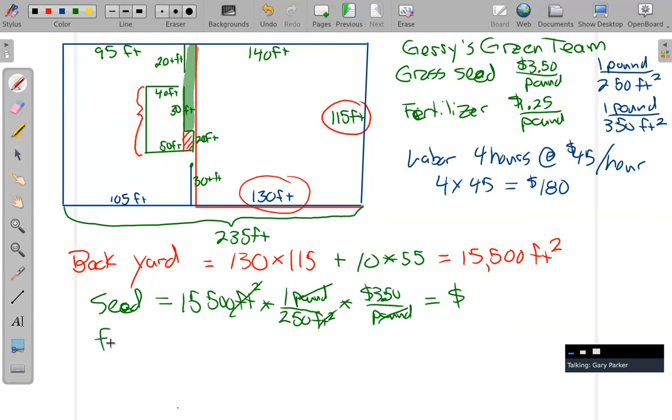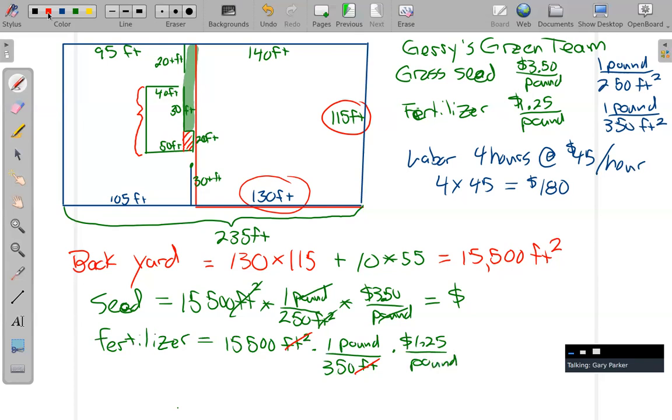And then we want the fertilizer. Same idea, we could either start with the cost or the square footage. I'll start with the square footage again. So 15,500 feet squared times 1 pound of fertilizer will cover 350 feet squared. That's going to get rid of the feet squared and tell us how many pounds we need, which we don't need separately. And then we want to multiply that by the $1.25 per pound. And that will convert from pounds to dollars and give us the dollar figure for the fertilizer.